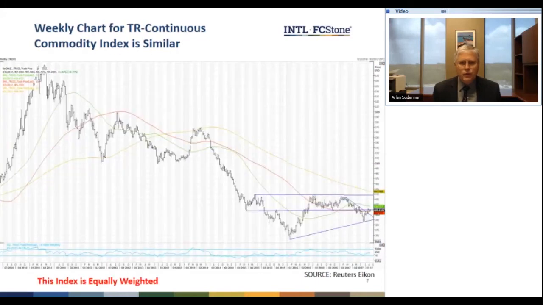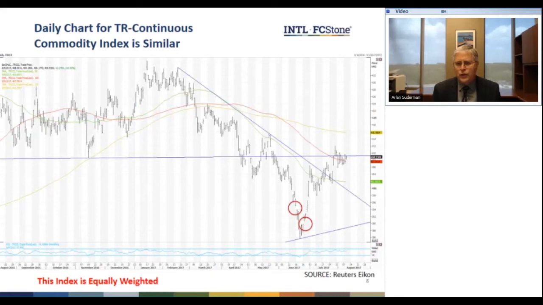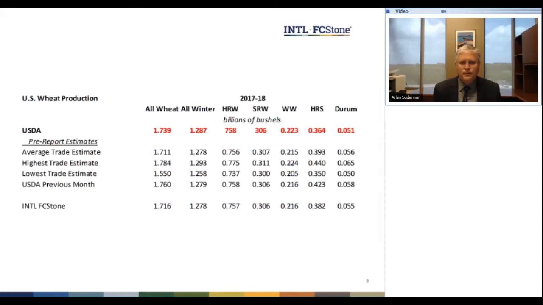Here in the continuous commodity index, here again, this is a weekly chart. We see something similar there. Here's the daily chart. Here again, very similar. The continuous commodity index is more equally weighted among the various commodities. And so even though it is not heavily weighted toward crude oil, we still see some very similar dynamics at work here as well.